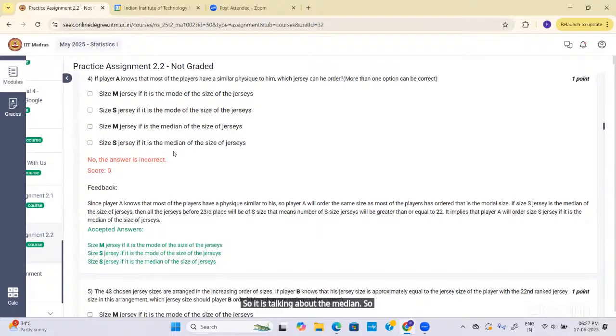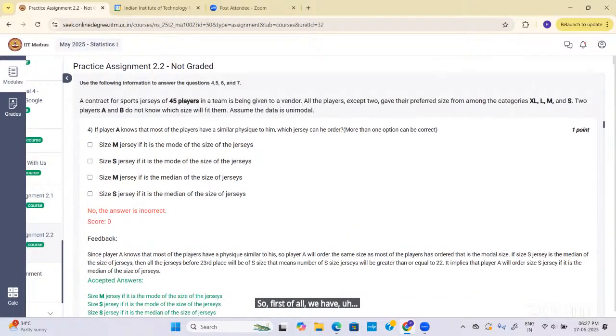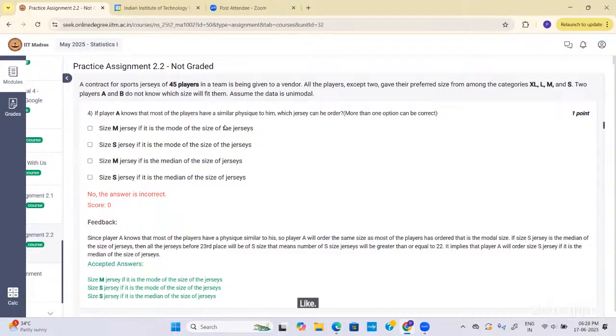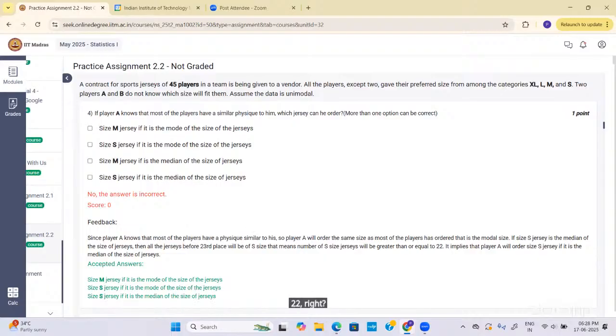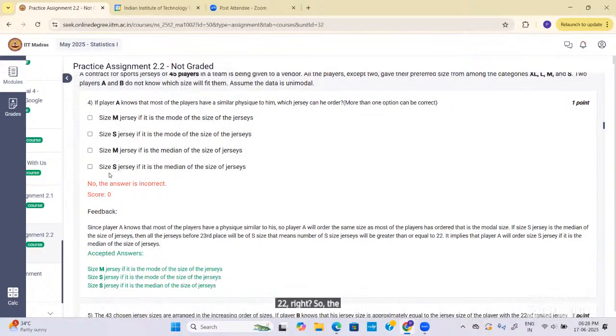So if S is the median of the jersey size, first of all, we have 43 observations. Out of a total of 45 pairs, two do not know their size, so 43 we have, right? If you have a total of 43 observations, then what will be the median of the data set? 22. So option number 4 says that size S jersey is the median of the size of the jerseys.